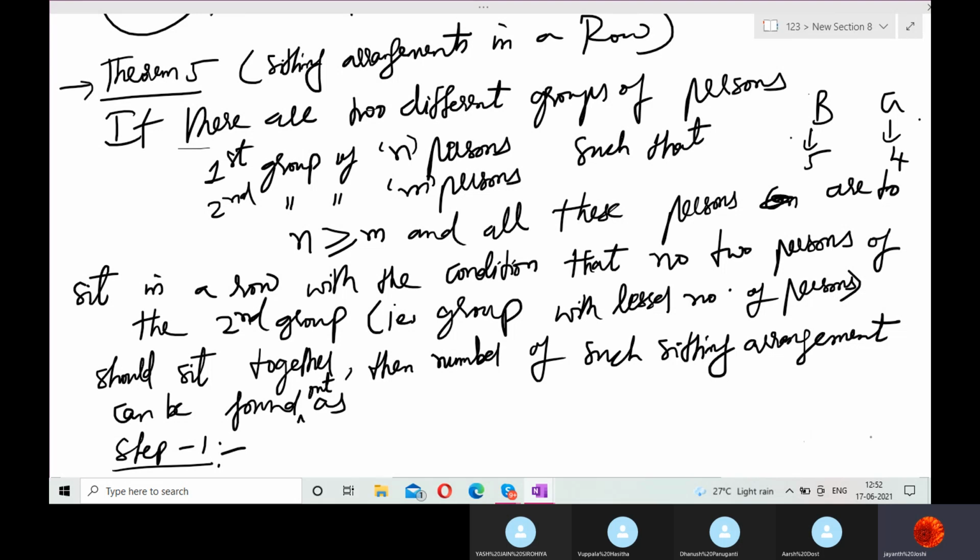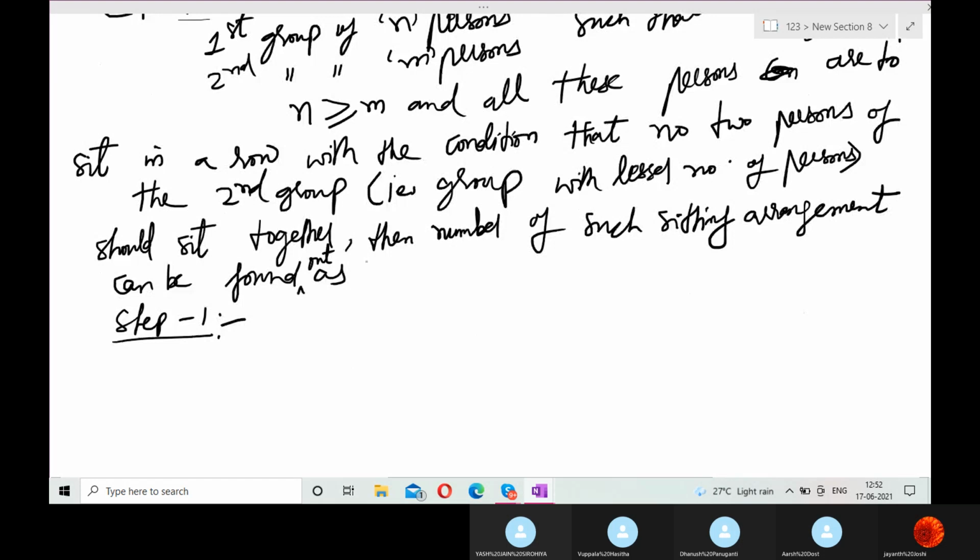They can sit in a row, of course, with the condition that no two persons of the second group, that means two girls, should sit together. That means there should be a boy between two girls, correct? So now you should see how that sitting arrangement can be done. We will see how to do it, and I'll give you a question.